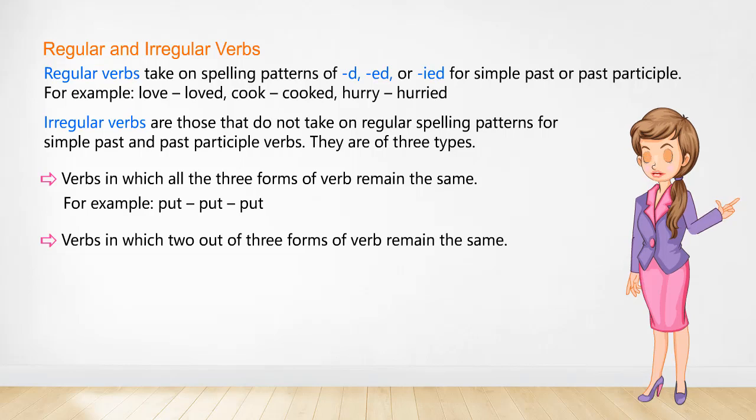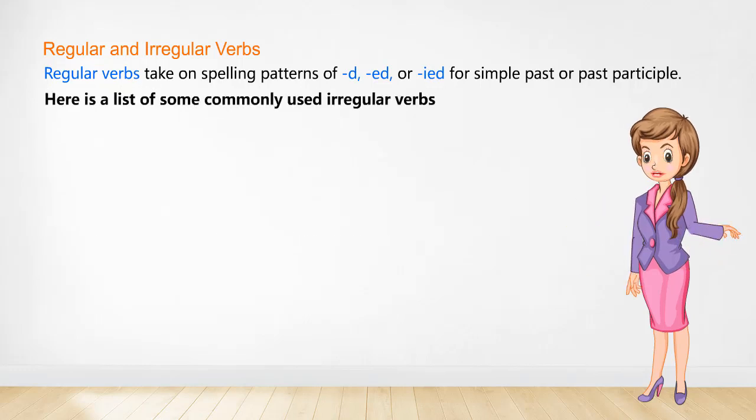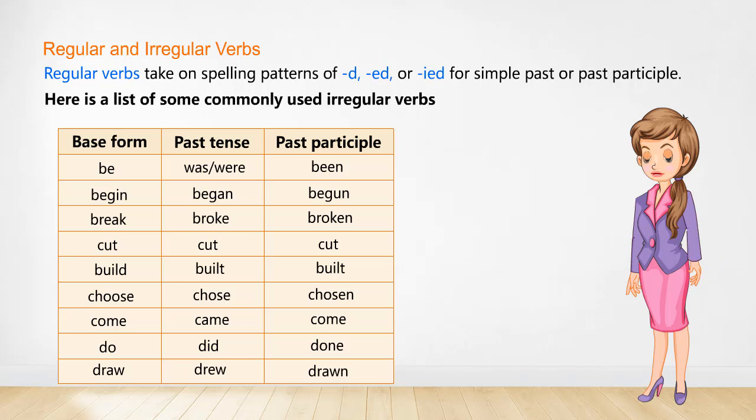Verbs in which two out of three forms of verb remain the same. For example, spent, spent, spent. Verbs in which all the three forms of verb change. For example, see, saw, seen. Here is a list of some commonly used irregular verbs. Base form, be. Past tense, was, were. Past participle, been.